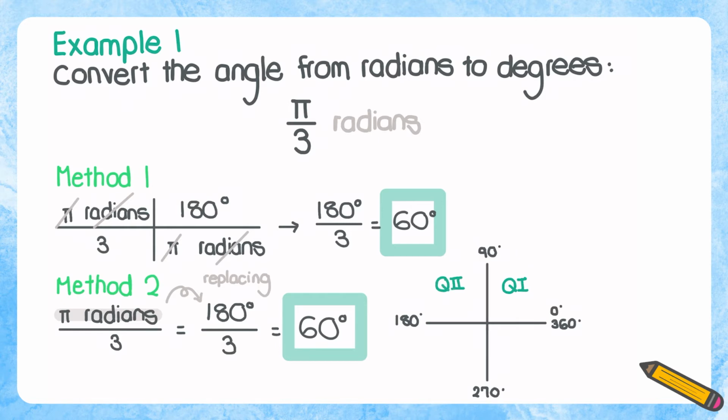And then let's look at which quadrant this angle lies in. So 60 degrees lies in quadrant 1, the first quadrant. This means that pi over 3, which is the same thing as 60 degrees just written differently, also lies in quadrant 1.